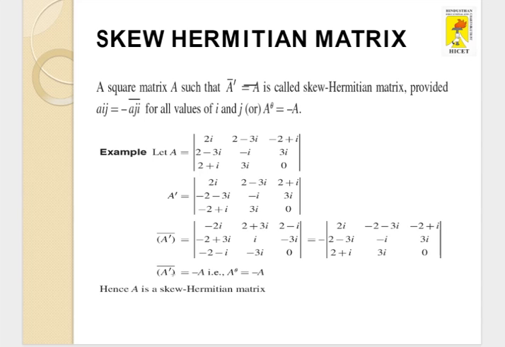Is it not? This is nothing but our given A. So if A dash bar is equal to minus A, then this A is called a skew Hermitian matrix.